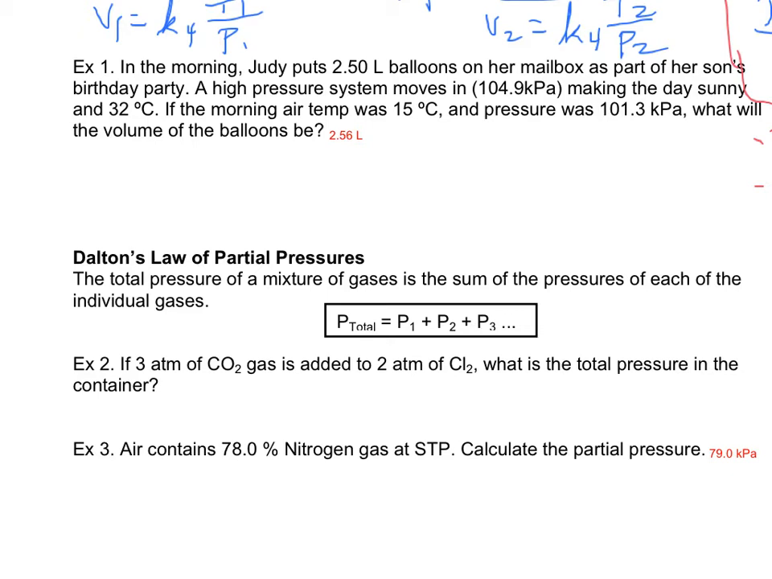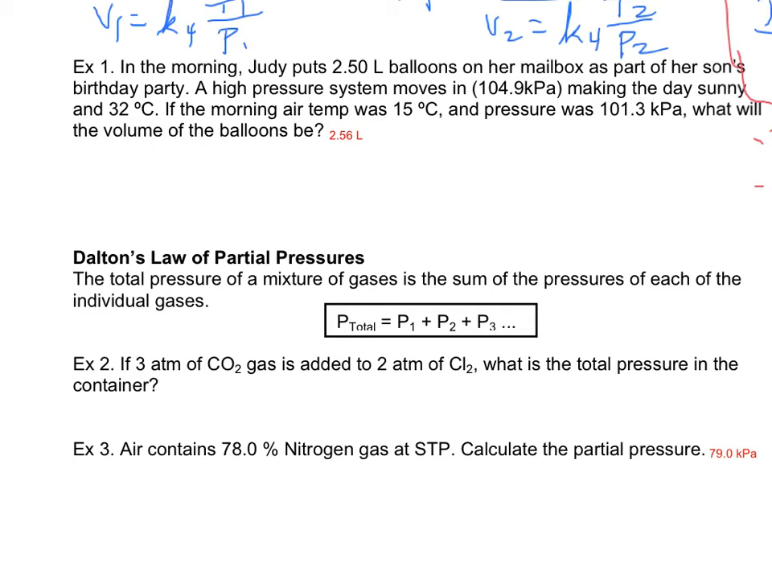Example 1 says, in the morning, Judy puts 2.5-liter balloons on her mailbox as part of her son's birthday. Then a high-pressure system moves in, of 104.9 kPa, making the day sunny and 32. Those are final conditions. If the morning air temperature was 15 Celsius and the pressure was 101.3 kPa, what will the volume of the balloons be?